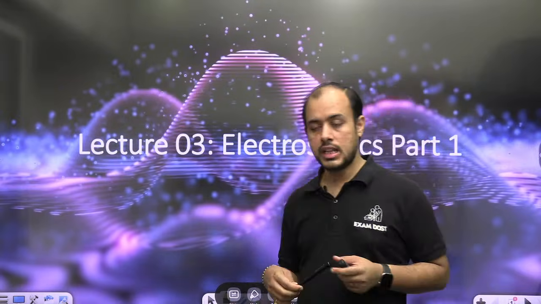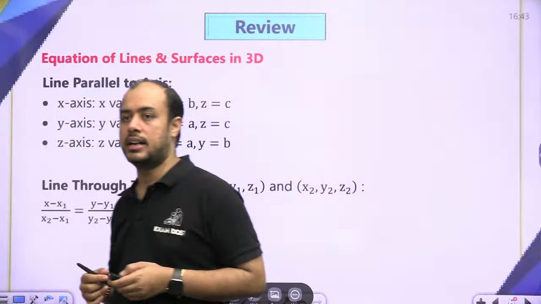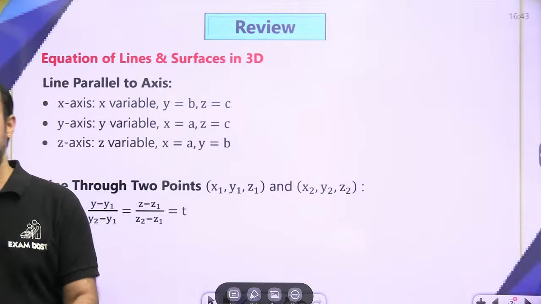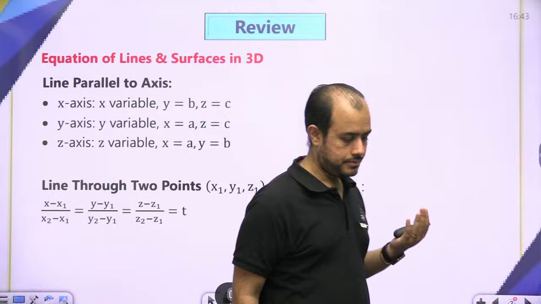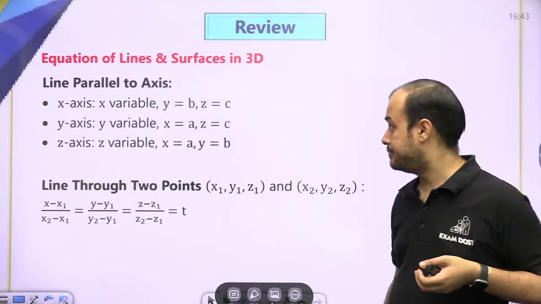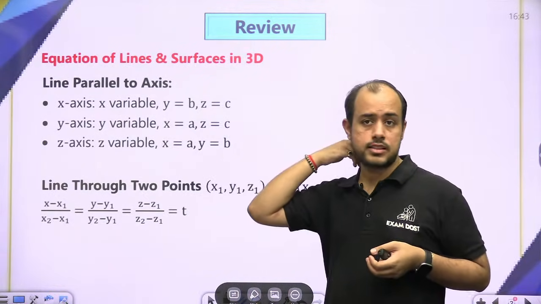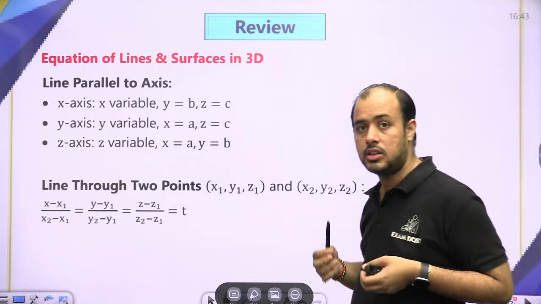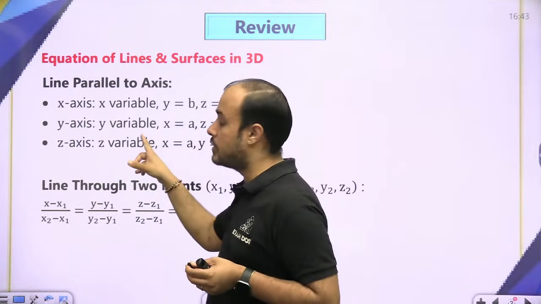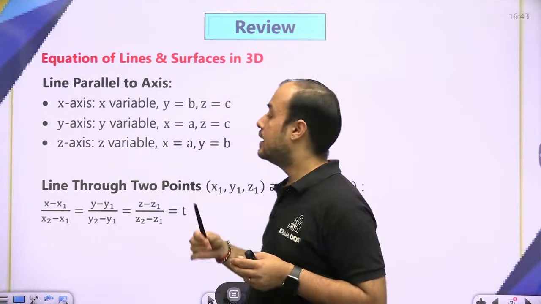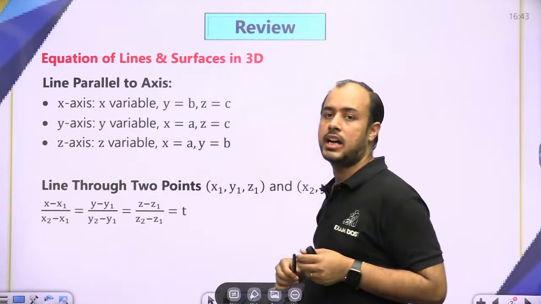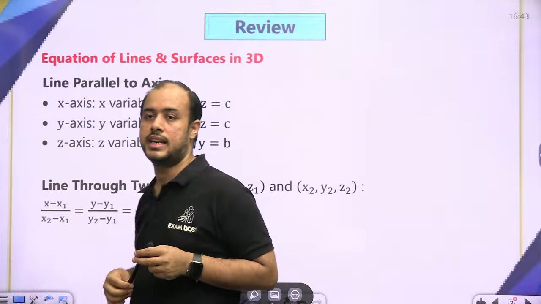So, without wasting any time, let me get started. Let us review what we covered yesterday. Yesterday I told you about the equations of the lines and surfaces in 3D. When x is variable, you get a line parallel to the x-axis. If y is variable, x and z are fixed, we get a line parallel to the y-axis. If z is variable, x and y are fixed, we get a line parallel to the z-axis.